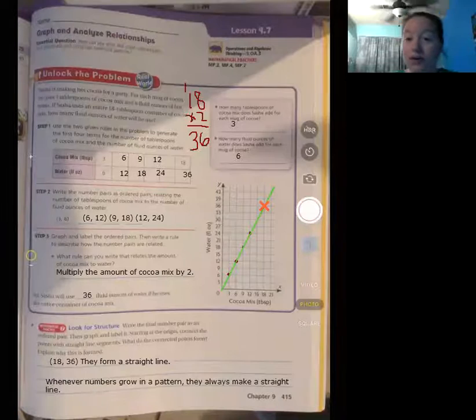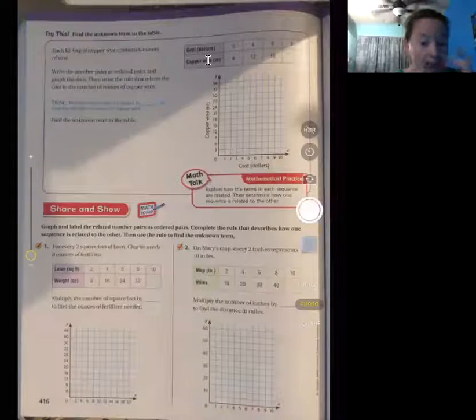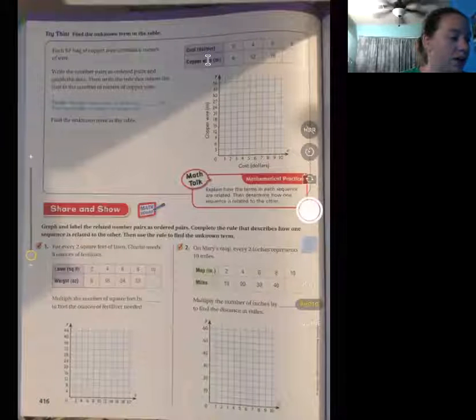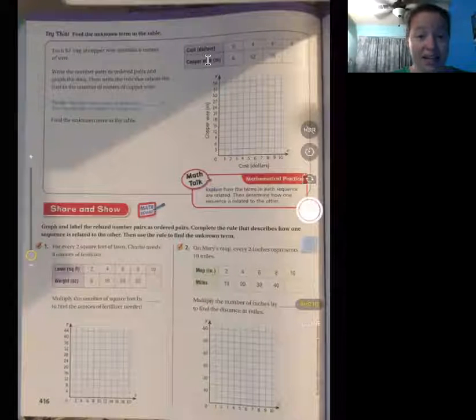All right, so pause it. I'm moving on to the next page. All right, so I'm now on page 416. Try this at the top of the page. Each $2 bag of copper wire contains 6 meters of wire. Write the number pairs as ordered pairs and then graph the data. Then write the rule that relates to the cost of the number of meters of copper wire.